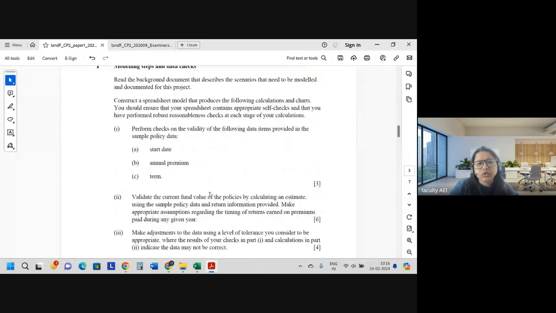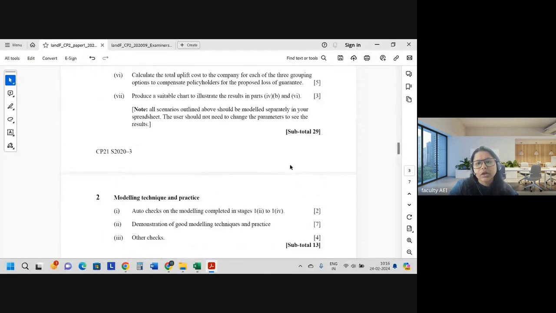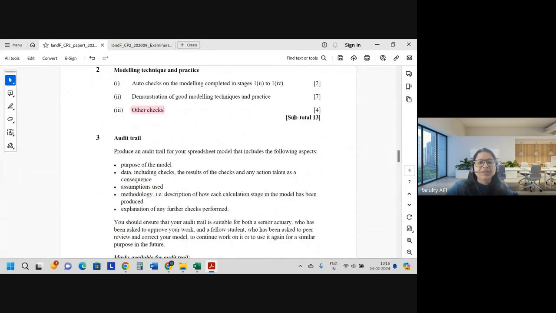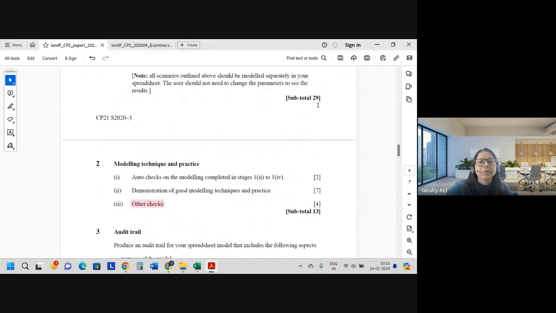So we can now straight away move to the question. Here again 29 marks for the modeling part, and this part is again 30. Now this other checks over here is a reasonableness check. In past papers, till 2020 or April 21, you got the reasonableness checks in the spreadsheet portion, but now they put these 4 marks in the audit trail. So basically this would have been 9 plus 29, that is 38 marks if you consider it.